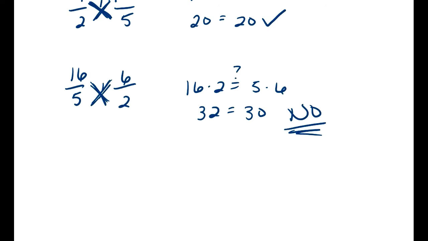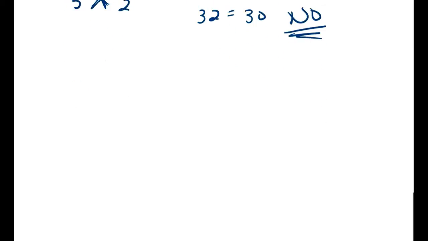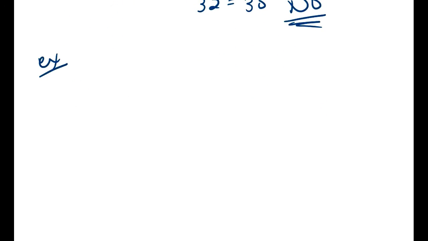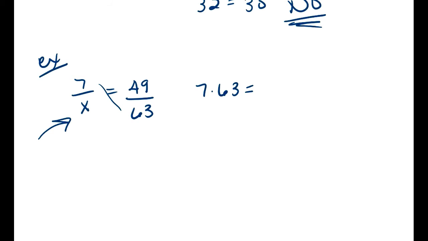So you're always looking at those cross products. Okay, so now let's say we know that the two fractions or ratios are proportional and we want to solve them. Well, again, that would mean that their cross products are equal. So I could solve for this unknown by simply multiplying my cross products, by putting 7 times 63 and having that equal x times 49.